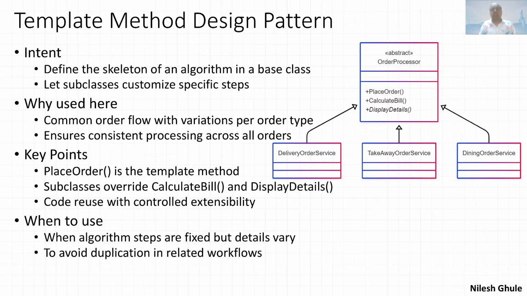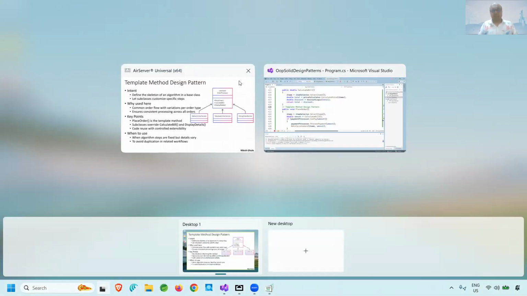It is not compulsory that this kind of base class always has to be abstract. You may also have the display details method as a normal virtual method, which provides some basic details, and the additional details can be provided by the subclasses. I hope this gives you clarity on the template method design pattern.